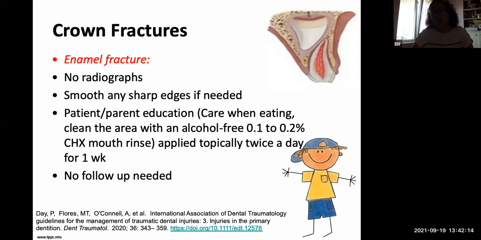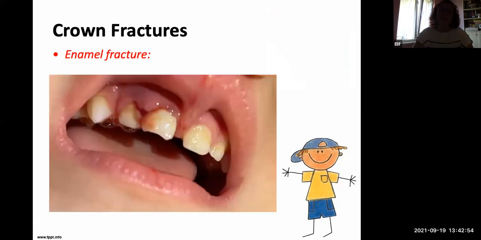In all trauma cases, education is important. So we have to educate the patient or parent, depending on the age of the patient, about care when eating soft meals, just for avoiding further trauma to the teeth, and cleaning the area with an alcohol-free 0.1 to 0.2% chlorhexidine mouth rinse applied topically twice a day for a week. And in these cases, mostly no follow-up is needed.